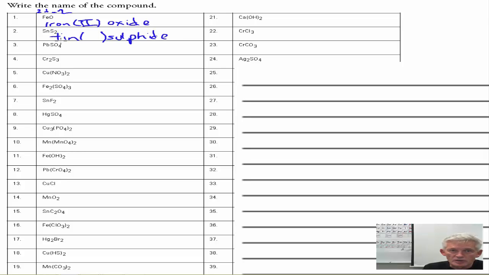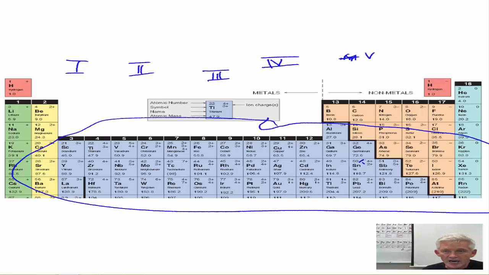Good. So sulfur, when you look on your periodic table, what is the charge for the ion of sulfur? I'm going to switch colors just because there's a mess of blue on that page. And sulfur is over here, -2.